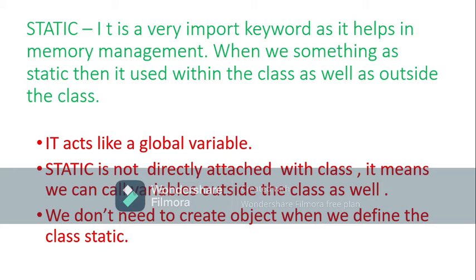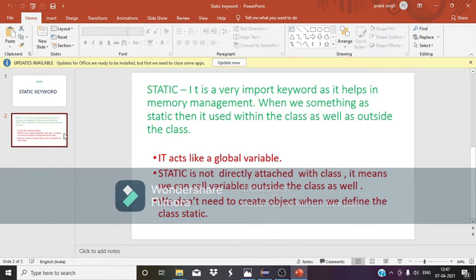When we define something as static, it is not directly attached to that class only. It means we can call it outside the class as well. And how can we call it? We can call it without creating the object of the class. This is a very important aspect of the static keyword. So let's try to understand the static keyword with the help of one example.